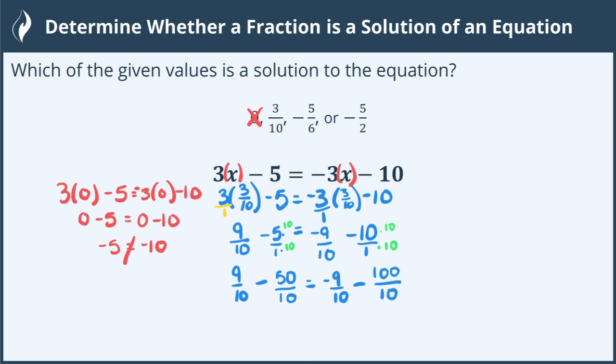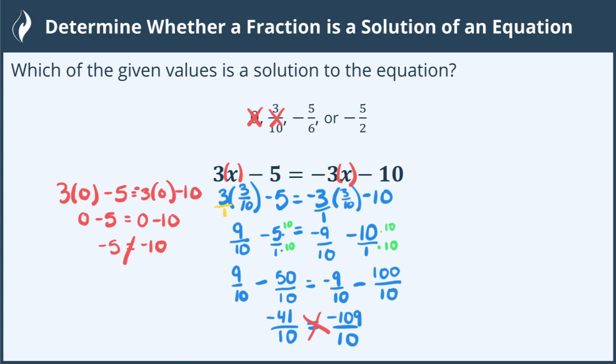Now that I have common denominators, I can combine the numerators. 9 minus 50 on the left is negative 41, and the denominator is 10. Then on the right-hand side, I have negative 9 over 10 minus 100 over 10, so the denominator is 10. Negative 9 minus 100 gives me negative 109. And then we ask ourselves, does negative 41/10 equal negative 109/10? It does not. So that tells us that the fraction 3/10 is not a solution. So let's move to the next one. This one will be green.